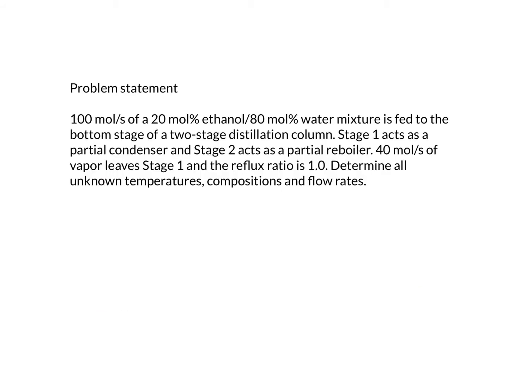Here is the problem statement. 100 moles per second of a 20 mole percent ethanol and 80 mole percent water mixture is fed to the bottom stage of a two-stage distillation column. Stage 1, that's the top stage, acts as a partial condenser, and stage 2 acts as a partial reboiler. 40 moles per second of vapor leaves stage 1, and the reflux ratio is 1. Determine all unknown temperatures, compositions, and flow rates.